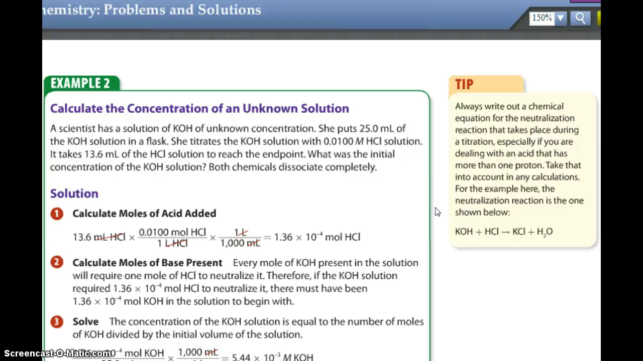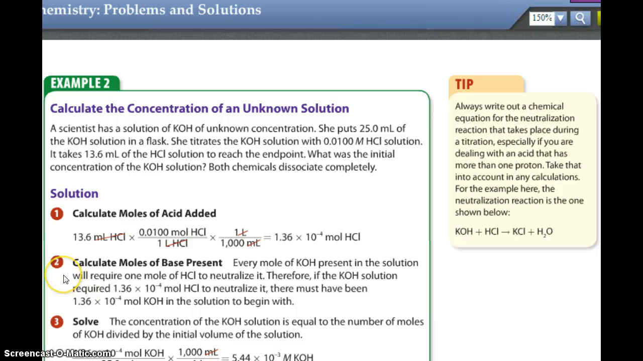Both chemicals dissociate completely. Calculate moles of acid added. So we started out with 13.6 milliliters of HCl. And of course, then we need to change it to moles. Well, they tell us the molarity. Now remember, what does molarity mean? It means moles per liter. So they took this number, I have 0.01 moles per 1 liter. Okay? Then they turned these milliliters into liters, and they did the calculation, and they got 1.36 times 10 to the negative 4th moles of HCl.